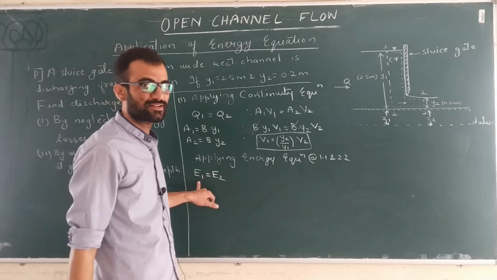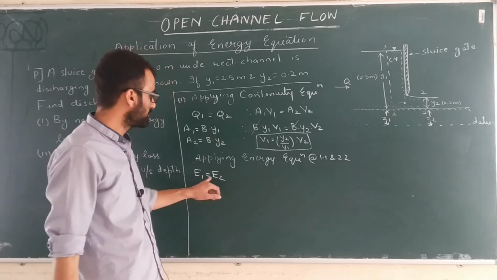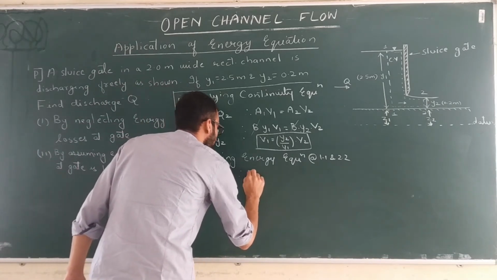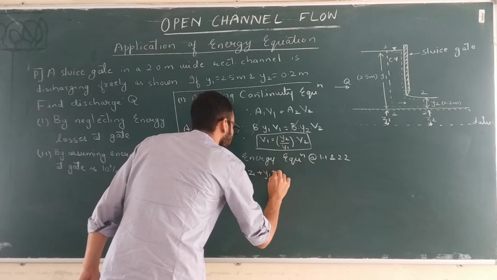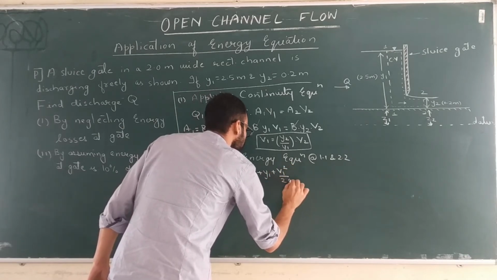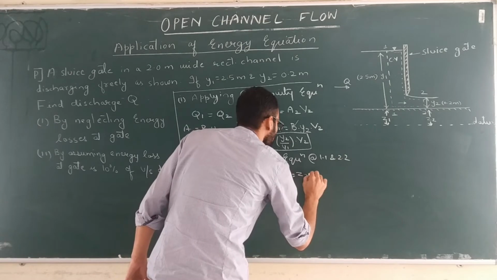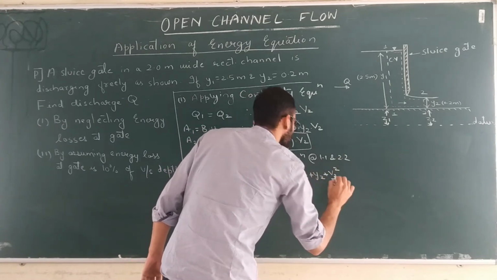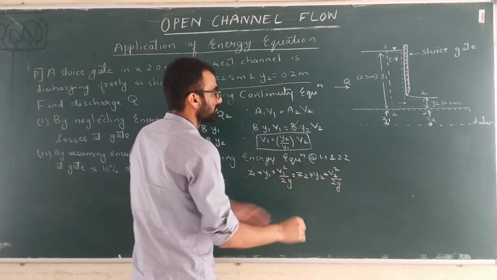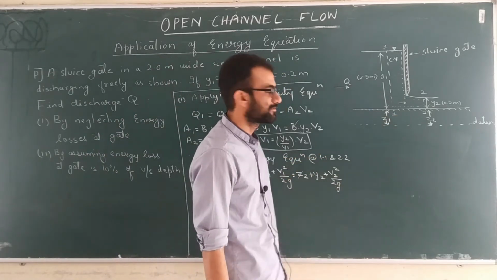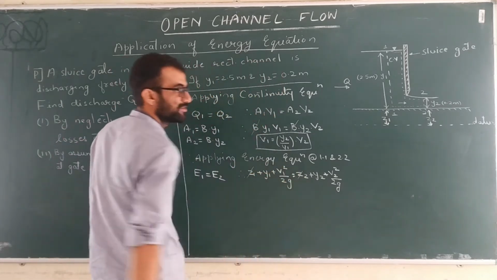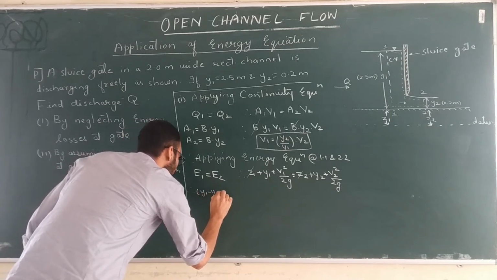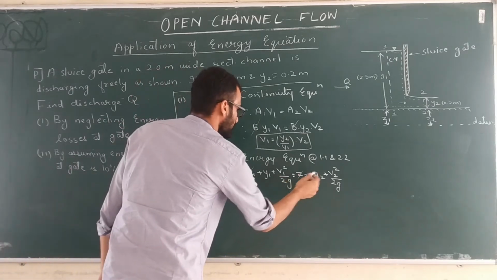Energy, total energy at section 1 will be equal to total energy at section 2, since there is no energy loss. So write the energy at 1: Z1 plus Y1 plus V1 square by 2G is equal to Z2 plus Y2 plus V2 square by 2G. Z1 and Z2 are the same, the height of the channel bottom is the same from the datum, so Z1 and Z2 will get cancelled.